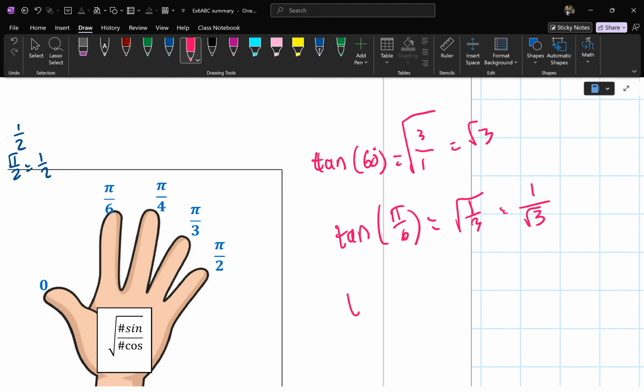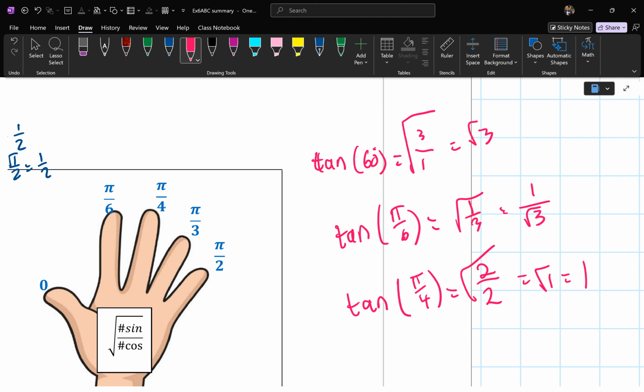Let's try another one. Which one haven't I done yet? Oh, pi on 4. Tan of pi on 4. Use the finger method. So pi on 4 is my middle finger. It goes down. Tan of pi on 4 is 1. And how do we get 1? Same thing again. Drop down your middle finger. Count the number of sine fingers I have. It's 2 divided by 2. So 2 sine versus 2 cos. Square root it. Root of 1 is 1.